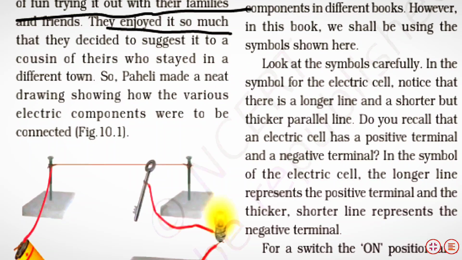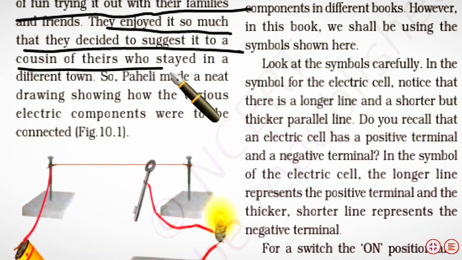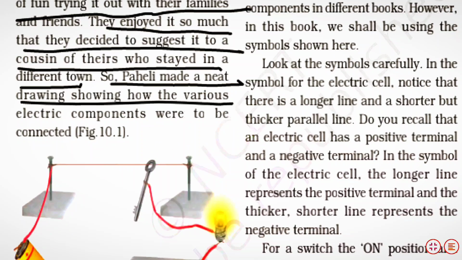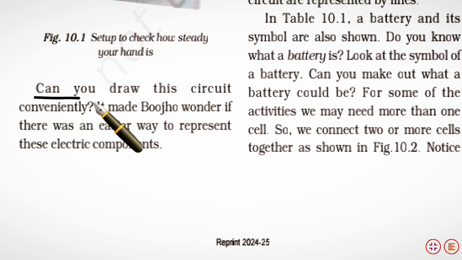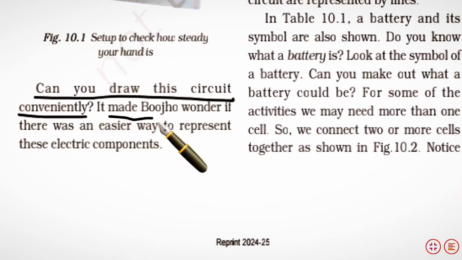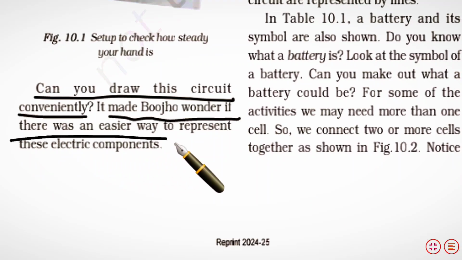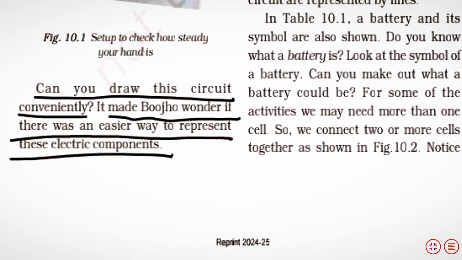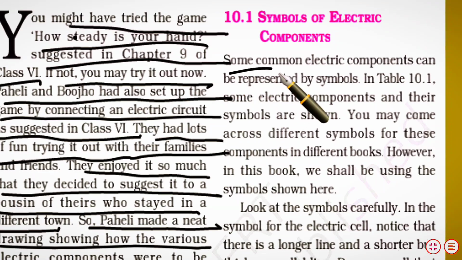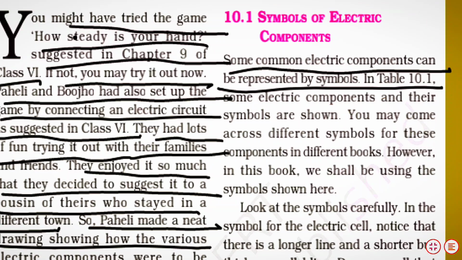They enjoyed it so much that they decided to suggest it to a cousin of theirs who stays in a different town. So Paheli made a neat drawing showing how the various electric components were to be connected. Can you draw the circuit conveniently? It made Boojho wonder if there was an easier way to represent these electrical components. Some common electrical components can be represented by symbols in Table 10.1.